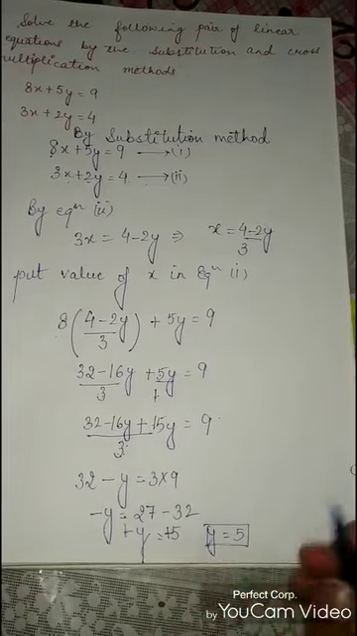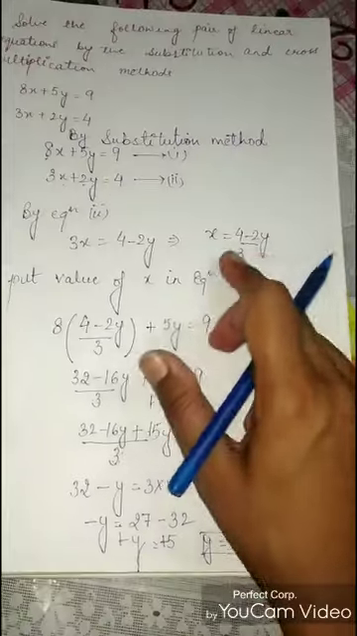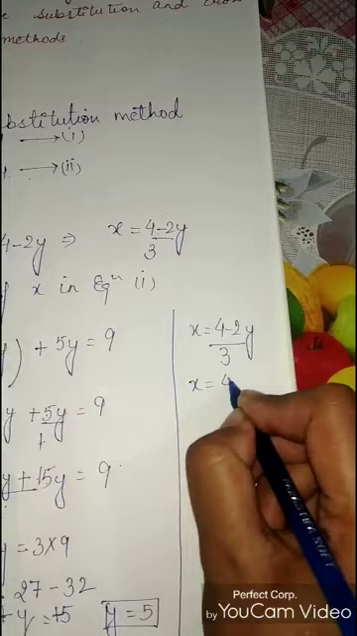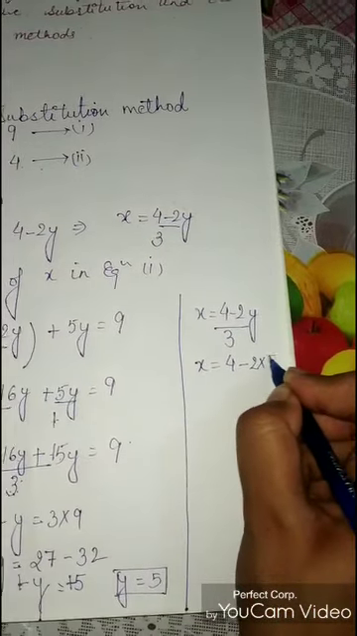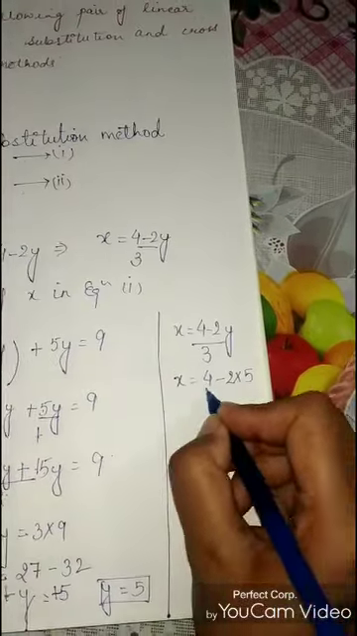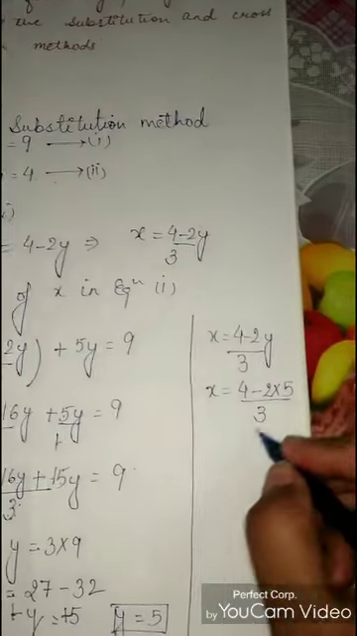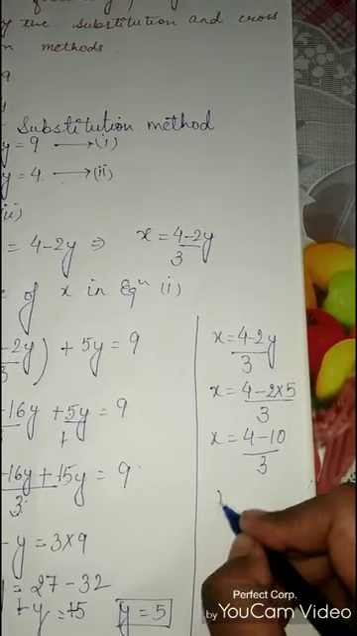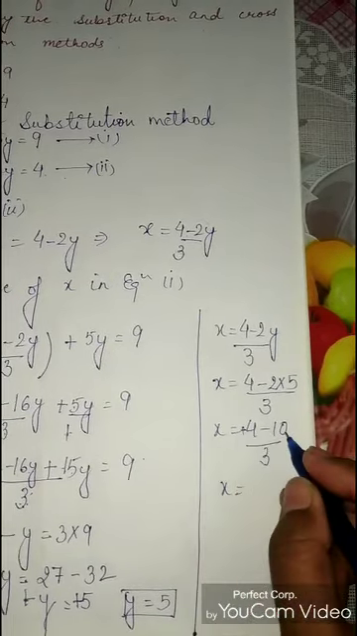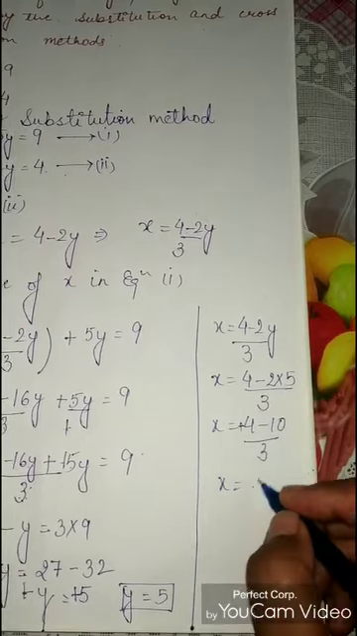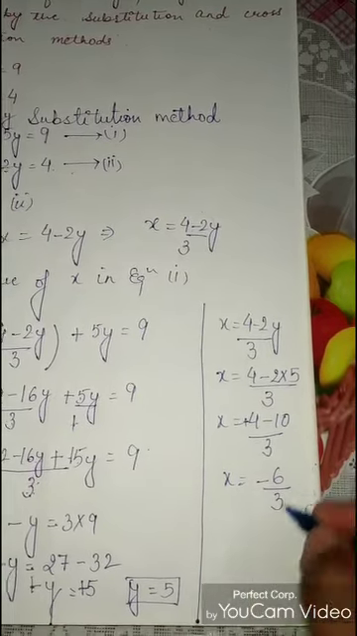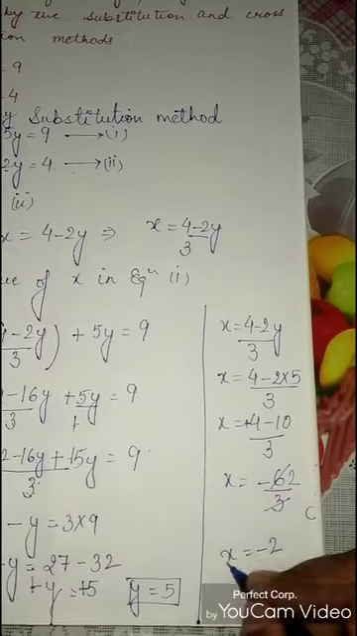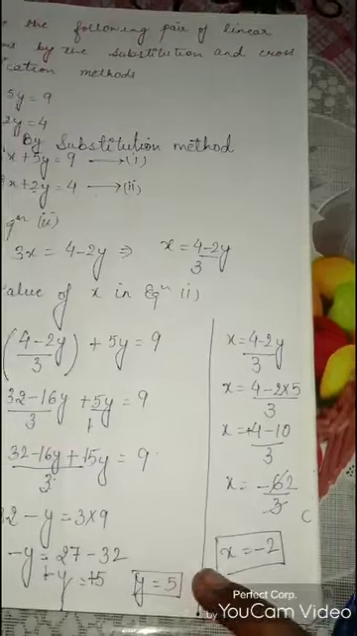Now we have to put this value of y in x. So x is equal to 4 minus, what is the value of y? 5, upon 3. So x will be equal to 4 minus 10 upon 3. So plus minus minus, and the sign is of the greater number. So 4 minus 10 is minus 6 upon 3. Cancel it, we will get minus 2. The value of x is minus 2. In this way, we find the value of x and y by substitution method.